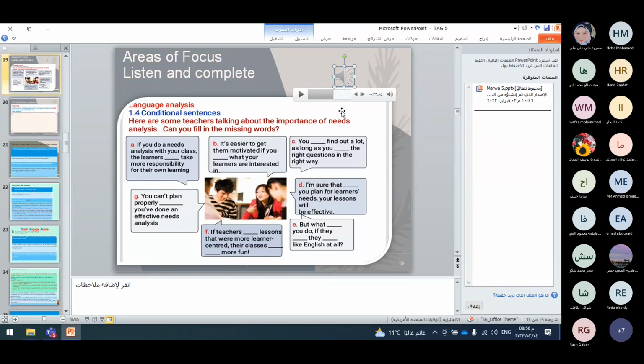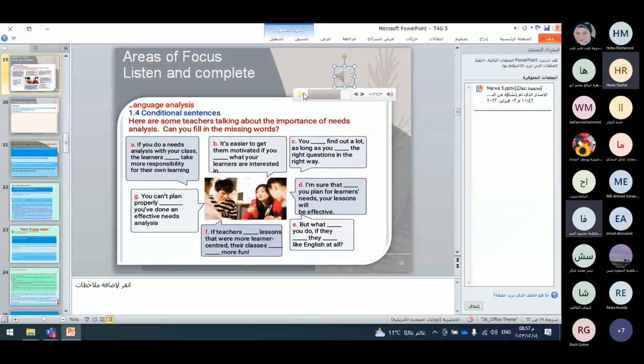Okay. Okay. needs, your lessons will be effective. Yes, but what would you do if they said they didn't like English Just a second. as needs? Your lessons will be effective. Yes, but what would you do if they said they didn't like English at all? T if teachers gave lessons that were more learner Just a centered. second. Really fast. Yeah, I know. I'm sure that providing you plan for learners' needs, your lessons will be effective. Yes, but what would you do if they said they didn't like English at all? Huh. I hope you got that.